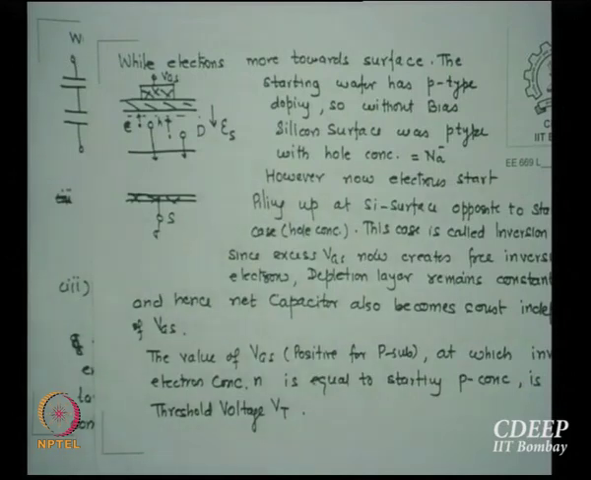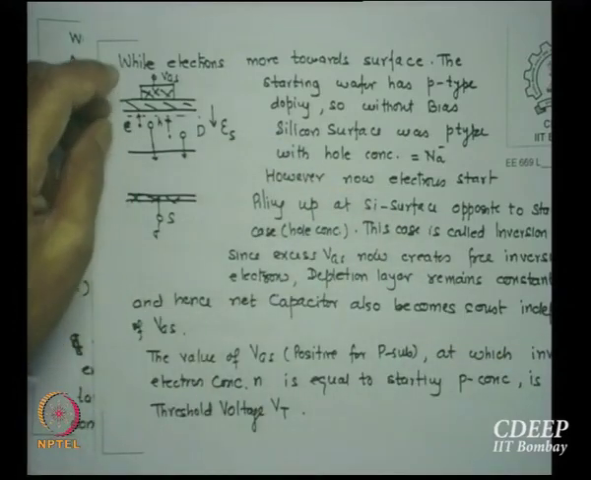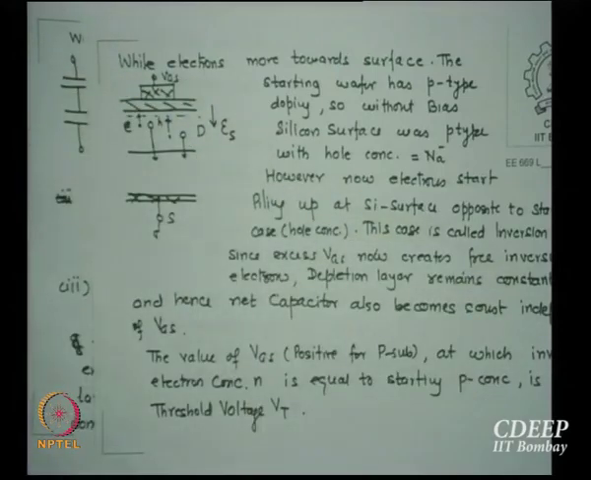Please remember why inversion is stronger: if we solve the Poisson's equation with the continuity equation, we will be able to prove that it goes as e to the power psi_s kind of terms. So as surface potential psi_s increases, the carrier generation is very fast. Therefore these electrons are available in larger number even at a smaller change in VGS, so you don't need to increase the depletion layer. We'll see this later, this is what we want to prove.